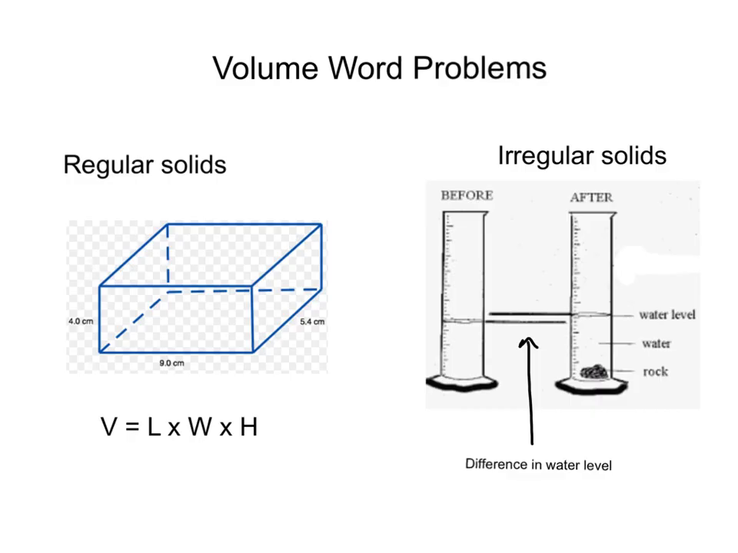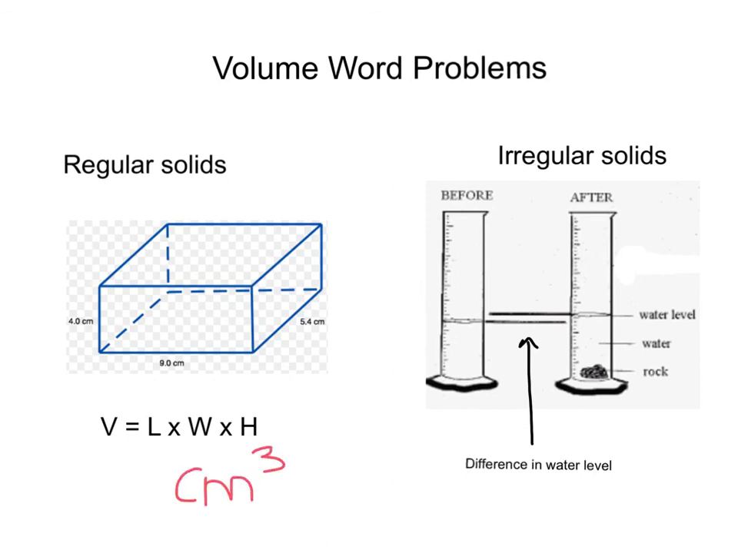Last but not least, you need to be able to find volume two different ways on the test. One way is regular solids. If it's a box of some kind, a cube or a rectangle, you can use this formula that you see down at the bottom. Take the length, multiply it by the width, multiply it by the height. It doesn't matter which side you call the length, which one you call the width, which one you call the height, because you're just multiplying them together anyway, so it doesn't matter. And you can do that for any regular solid. When you do, if you measured in centimeters like we did here, your units in the end will be centimeters cubed.